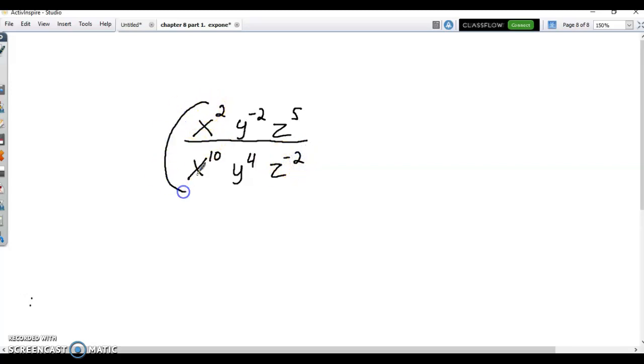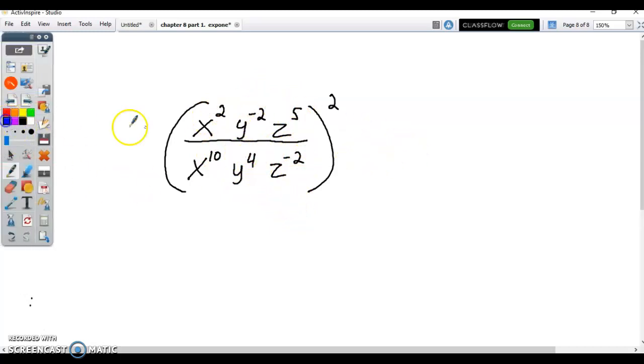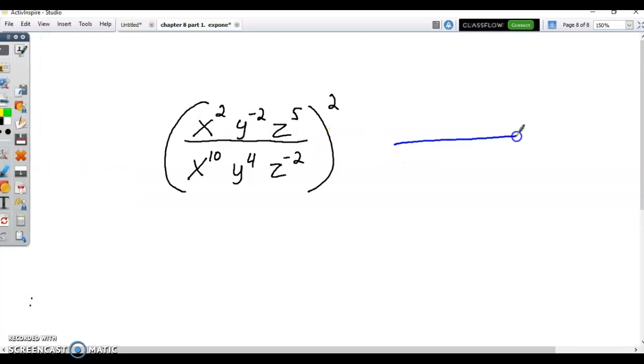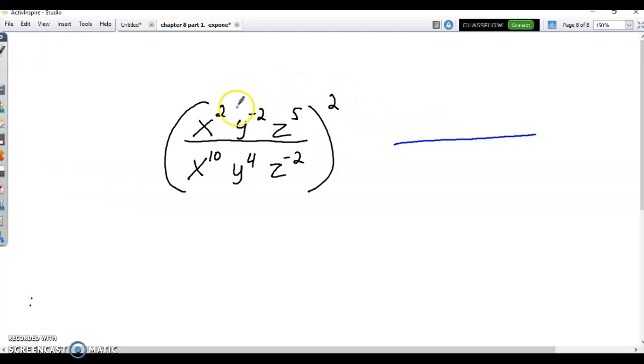And I'm going to raise this whole thing. Now let's just square it. We'll raise it to the second power. Okay, let's go through our process here. This 2 on the outside, before we do anything, is going to be multiplied by all the little numbers, all the exponents with each of these bases. So let's go ahead and rewrite. I'm going to draw my fraction bar. And again, we're just multiplying everything by 2.